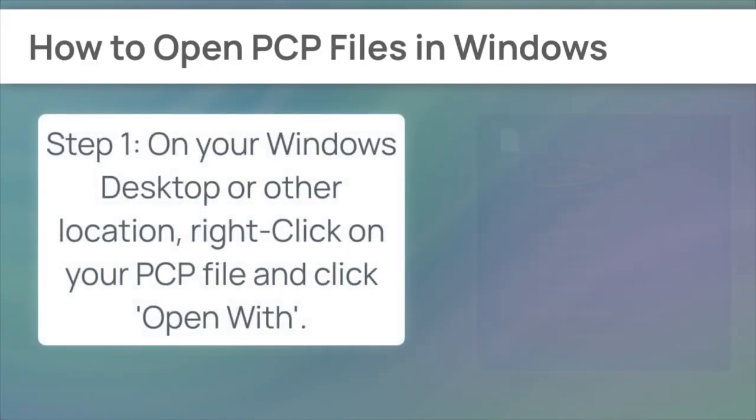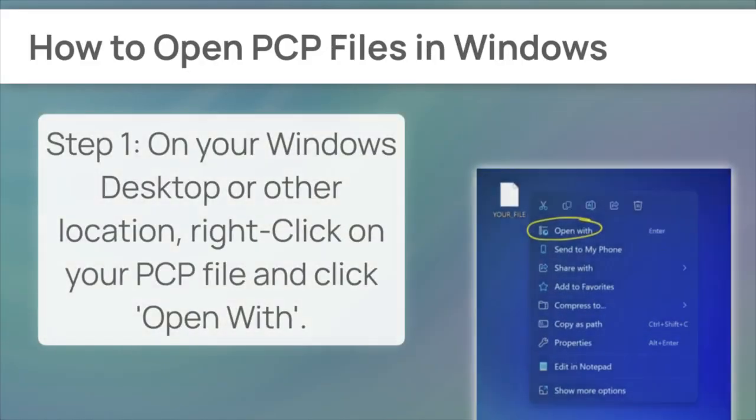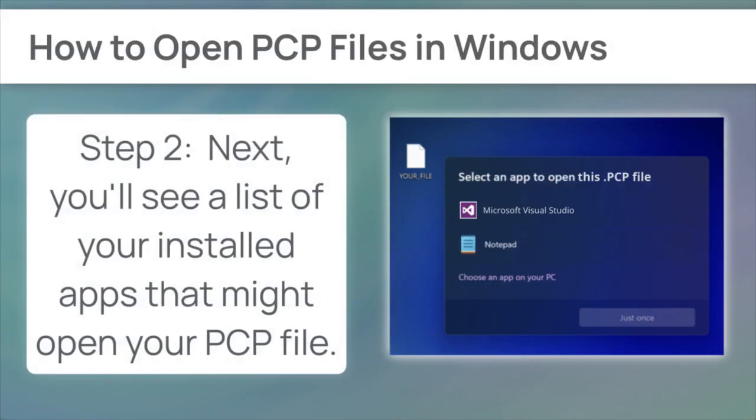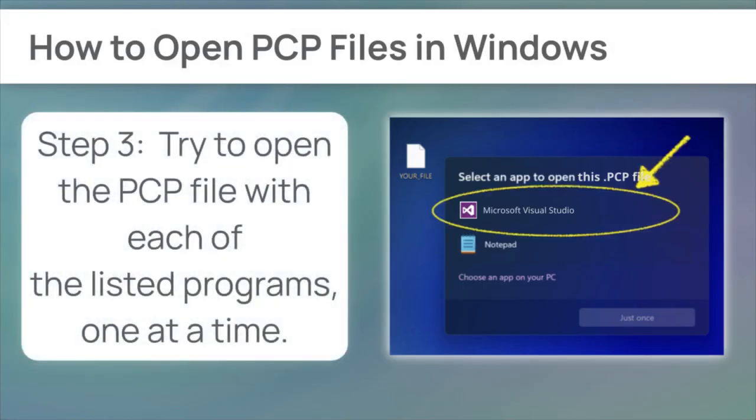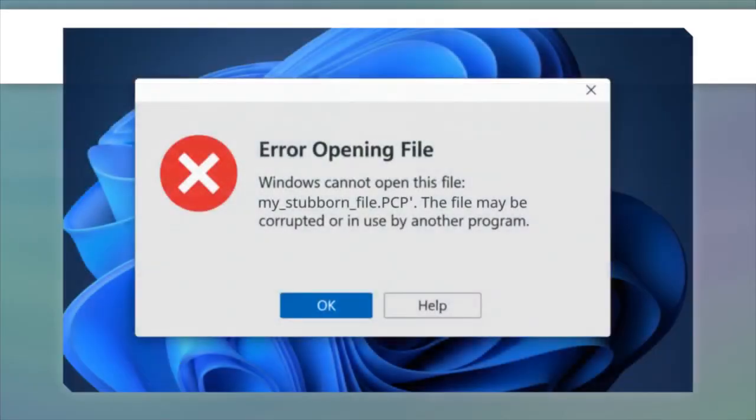Your first step towards successfully opening the file: right-click the PCP file and select Open With. If Microsoft Visual Studio is on your system, try that first. If not, try another option immediately. A test is required. If the PCP file is still refusing to open, it's expected.